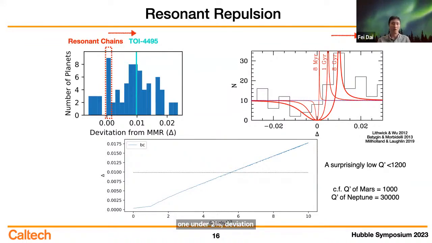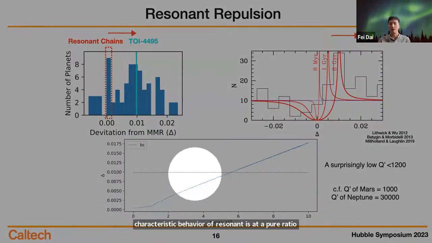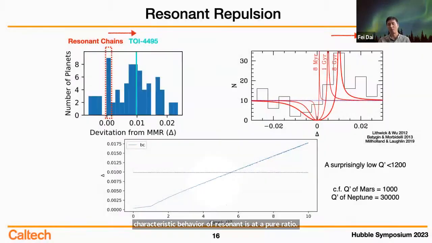So now going to the equations, I'll just note that the characteristic behavior of resonant repulsion is that the period ratio, delta, should deviate as time raised to the 1/3 power. And the bottom panel actually shows our data embodied in simulation, and this theoretical behavior is recovered very well.